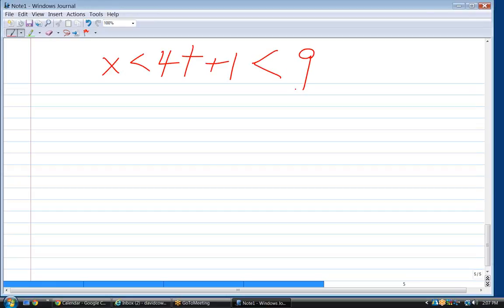Like that? Yeah. Oh, and it's x is less than or equal to 4t. And we're supposed to solve this for t? Yeah. Okay. So what we need to do is get t alone in the middle, like that.